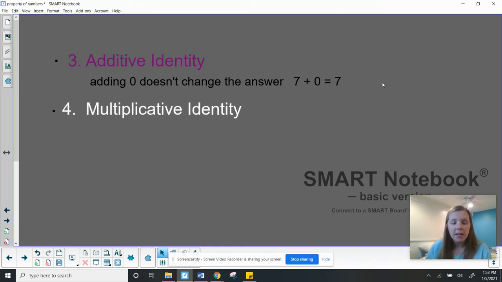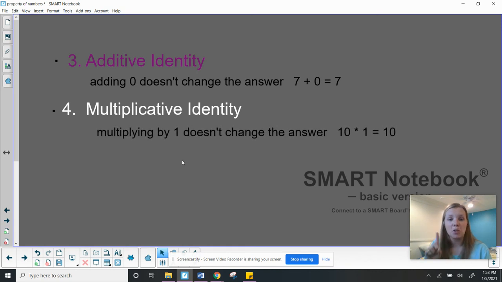And then the fourth one is the multiplicative identity. This is the one that has the silly name, multiplicative identity. Another way of saying that is the identity property of multiplication. And what that says is that multiplying by 1 doesn't change the answer. 10 times 1 is 10. Multiplying any number by 1, the number remains the same. So that's the multiplicative identity.